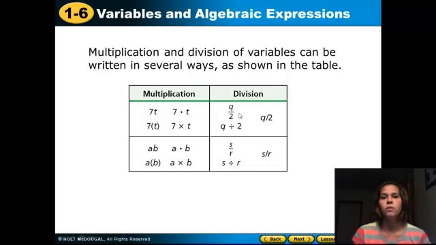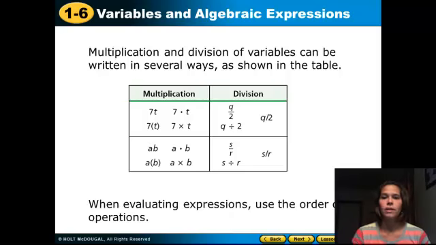For division, I can use the division bar like a fraction, which is what we will use most often. I can use the division sign, or I can use the slant sign, and we will never use that in any of the examples that I do because it can get really confusing to differentiate between your numerator and denominator.